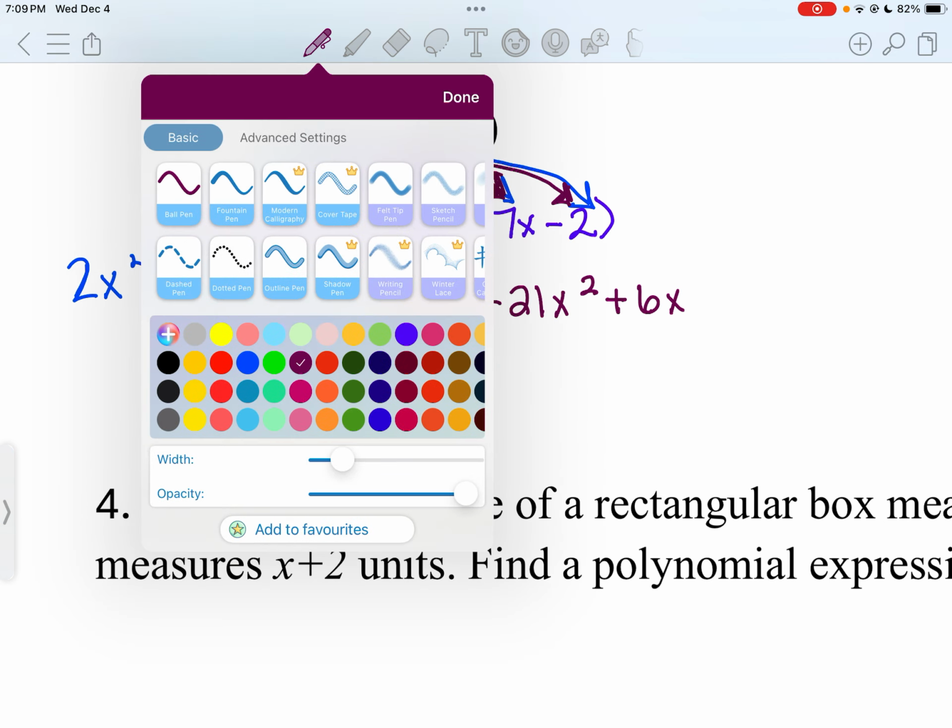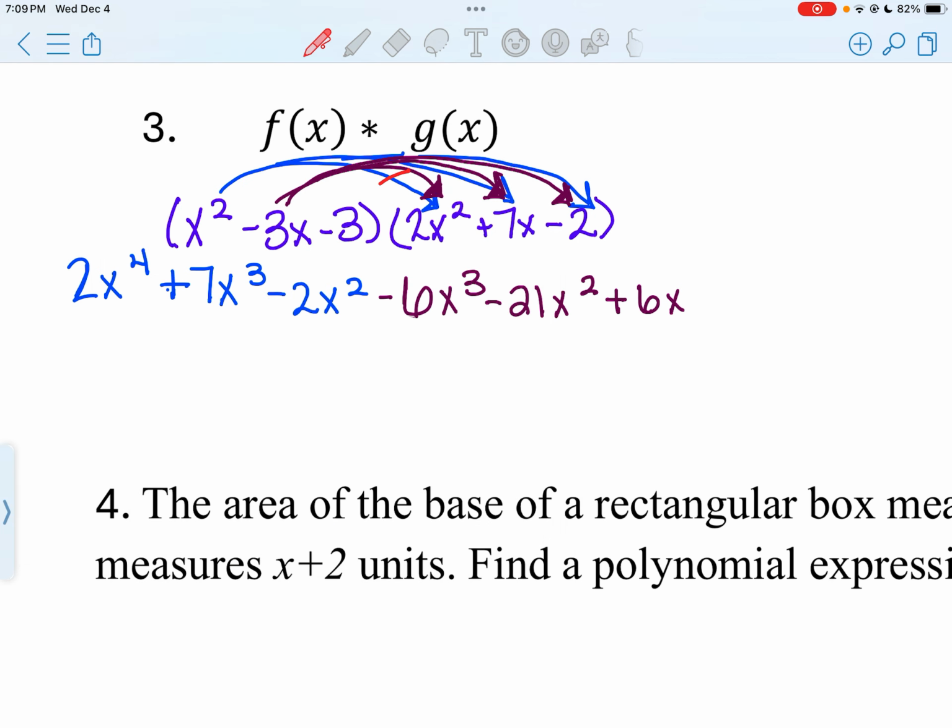Then we have one more term to distribute. We're going to distribute this negative 3. Negative 3 times 2x squared, that's a negative 6x squared, minus 21x plus 6.